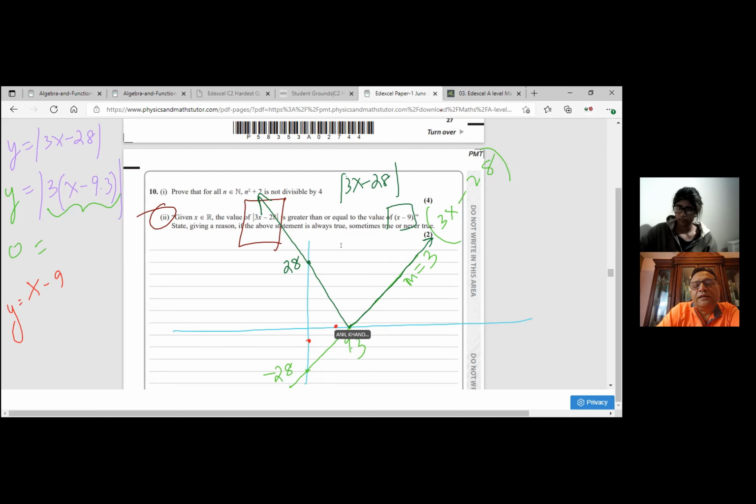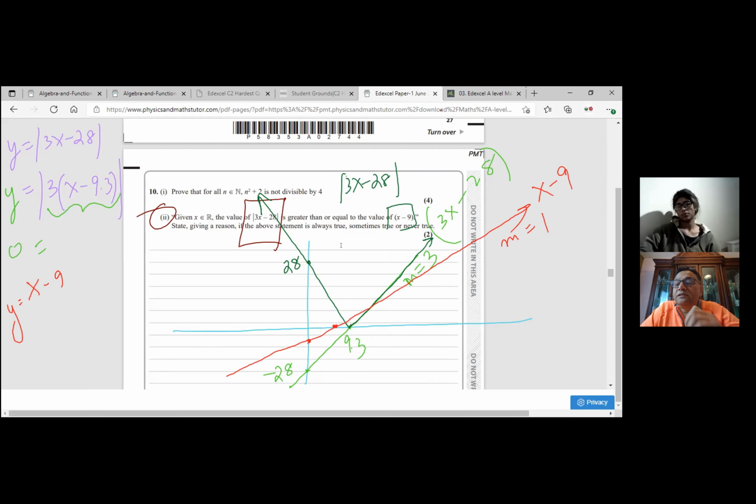Well, this point will be very close to 9.3, right? And so this line could be drawn like this. This line is x minus 9. Is that clear to you? Where the gradient m is 1. So this is not an exact drawing, but it clearly indicates that the green graph of the absolute function is steeper than the red graph. That's the whole idea.